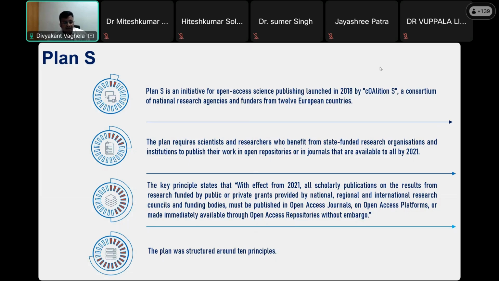And this plan was structured around 10 principles. Now, somebody might have a question like, when we are keeping things open, then what about the copyright issue? Somebody can steal the work and all of that. So they have considered all these things.